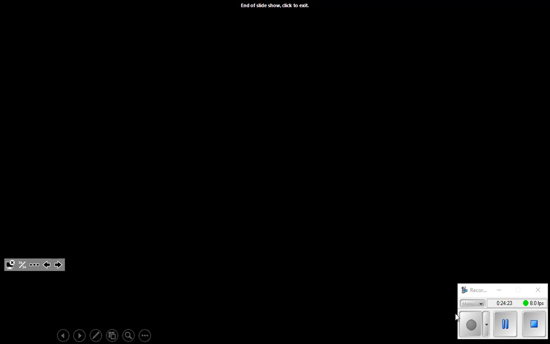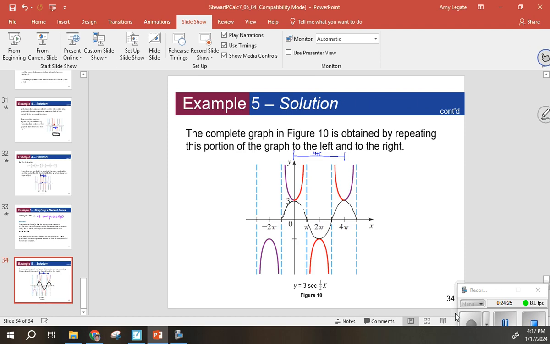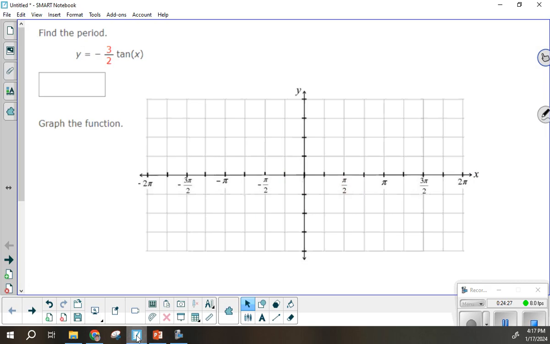Now let's look at our homework assignment and do some of these. Find the period and then graph the function. Okay, easy peasy. The period on this one didn't change. We did not have a k. No k. So my period is pi.